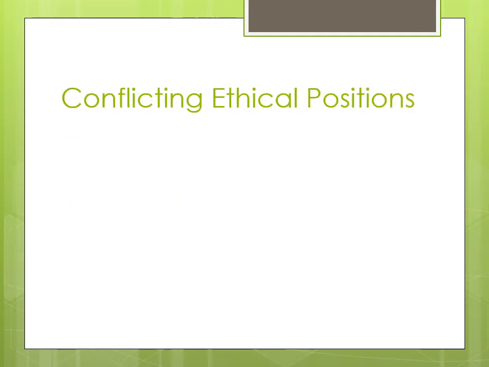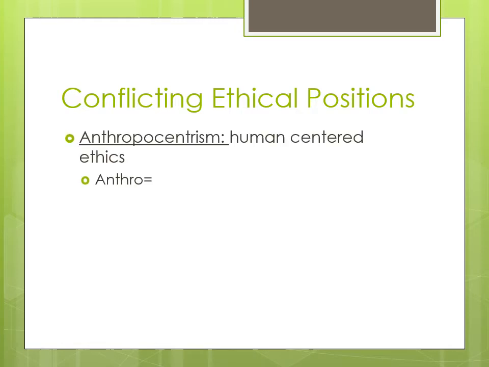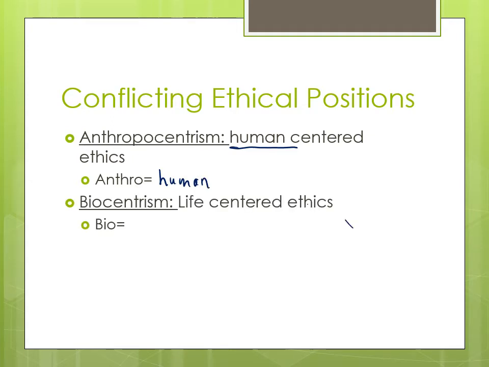All right, we have some conflicting ethical positions in environmental science. The first one is anthropocentrism, which is human-centered ethics. So anthro in this case means human. So we're concerned with humans. Biocentric is life-centered ethics because bio means life. So concerned with just living things. So how does this impact living things only?